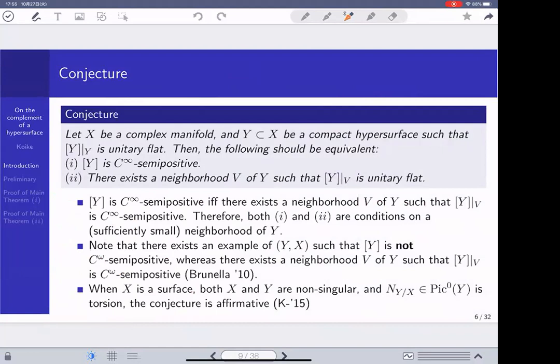From this kind of observation, I'd like to pose this conjecture in this talk. Conjecture. Let X be a complex manifold and Y be a compact hypersurface. Actually, it is equal to the normal bundle, at least when Y is non-singular.